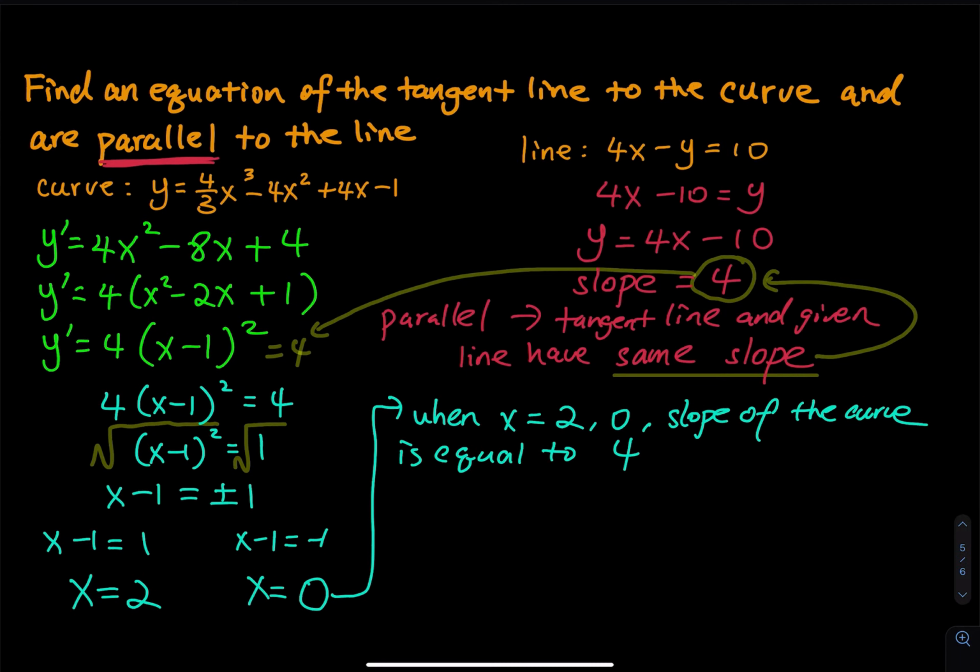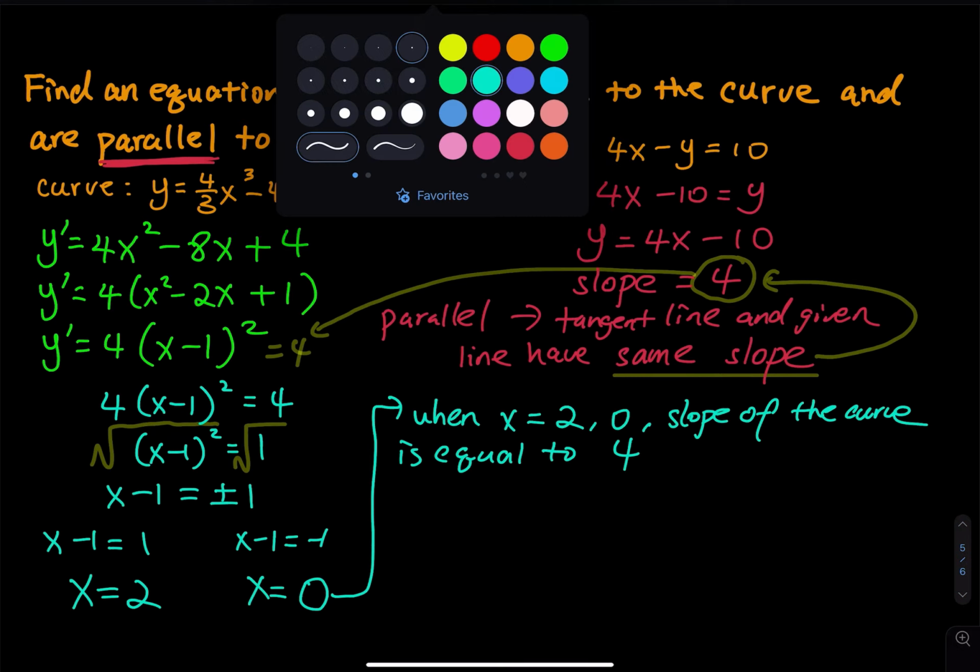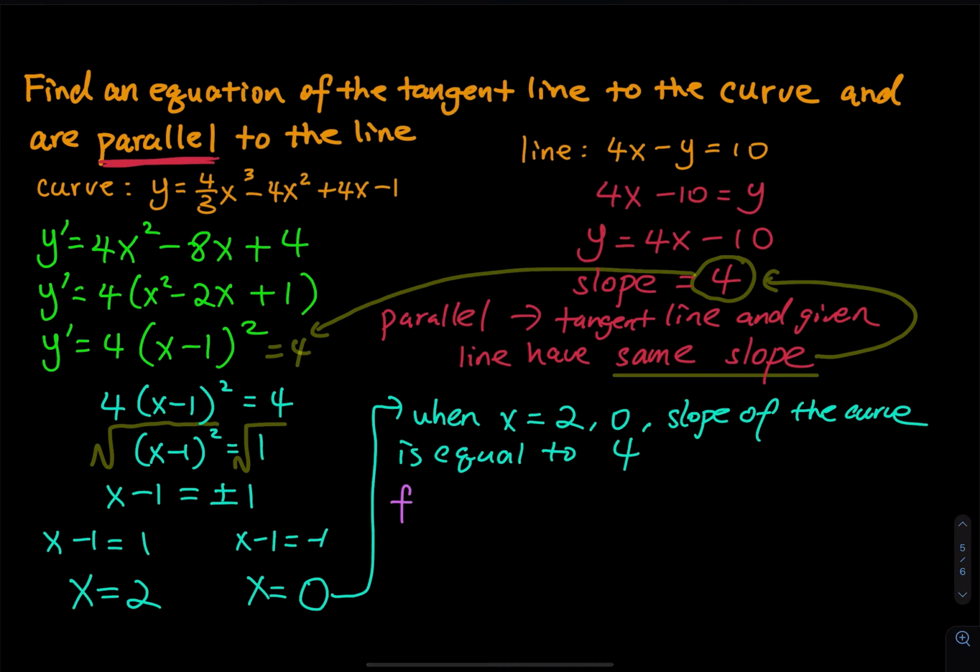So the next step, we have to find out what f of 0 is, and then what f of 2 is. Okay, let's switch to a different color. So we move on to the next stage. So f of 2 and then f of 0. Because at these two x values the slope equals 4, you have to give me the exact location by telling me what the corresponding y coordinate is.